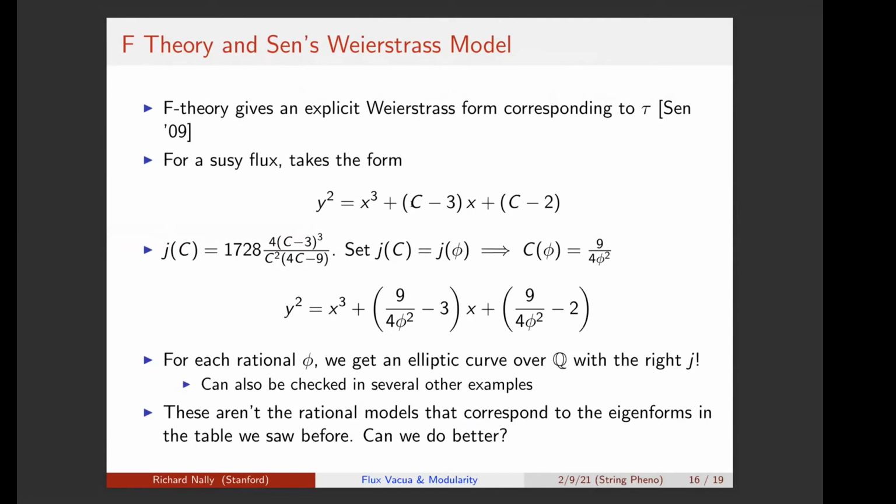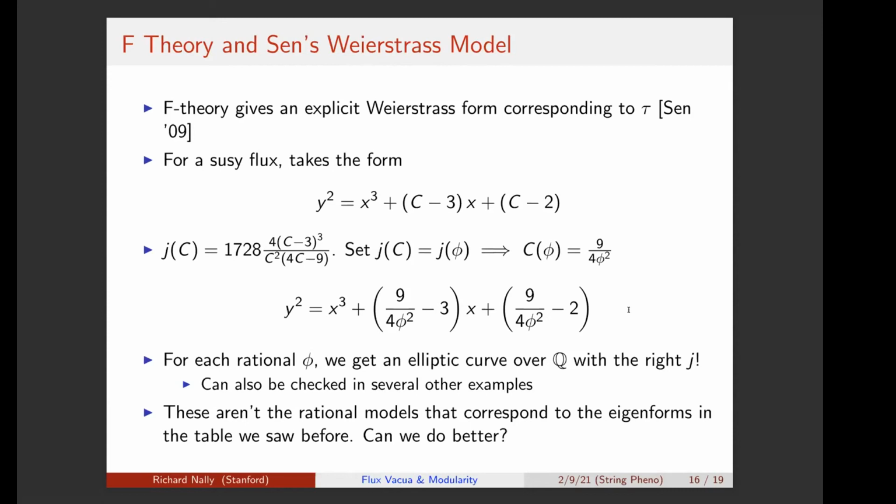Now for this elliptic curve, J is completely unfixed, because J is determined by C, and C is an arbitrary parameter. We can fix C by demanding that this elliptic curve has the right J invariant, that J of C is equal to J of phi. For our example, 11222, you can just solve this equation to find C as a function of phi. We get C of phi is equal to 9 over 4 phi squared. You plug that in and you have a one parameter family of elliptic curves. For each rational phi, we get an elliptic curve defined over Q with the right J invariant to produce the modular form associated to the threefold.